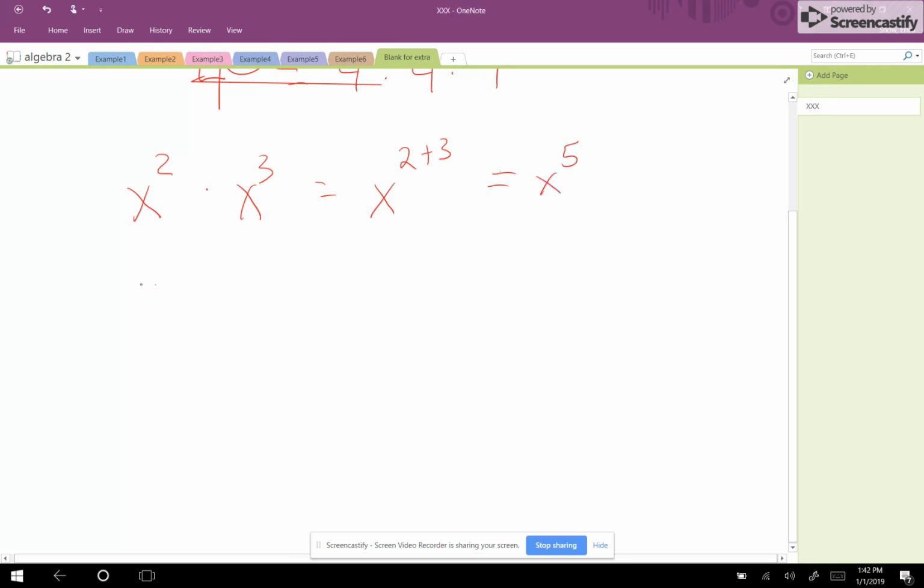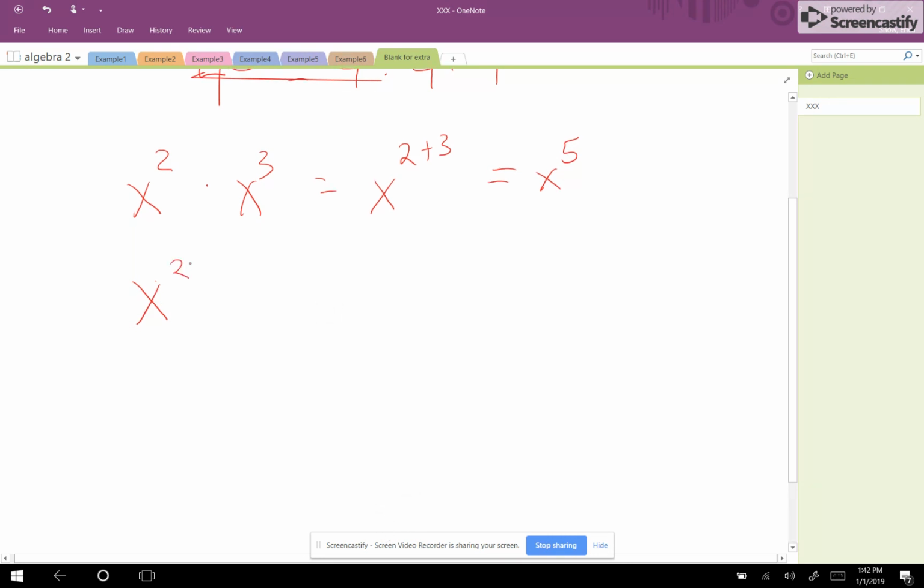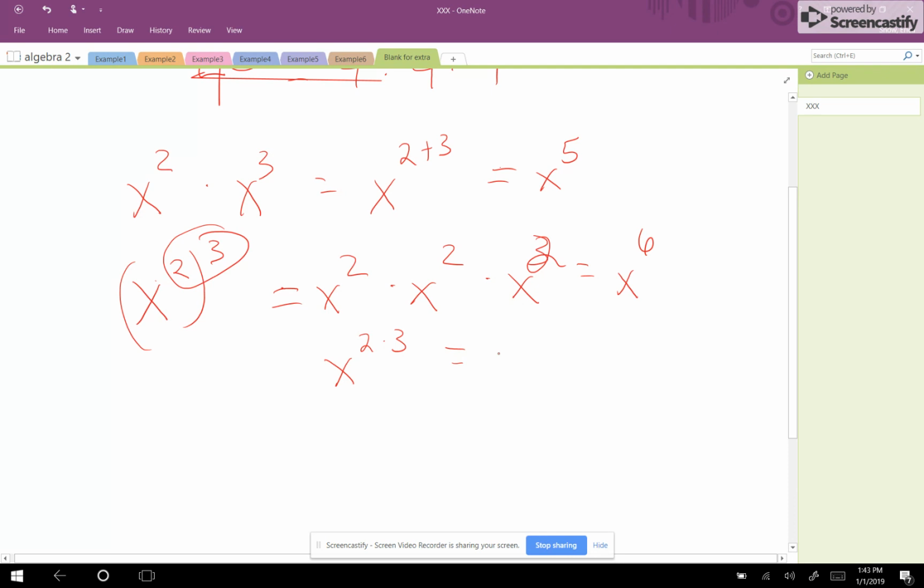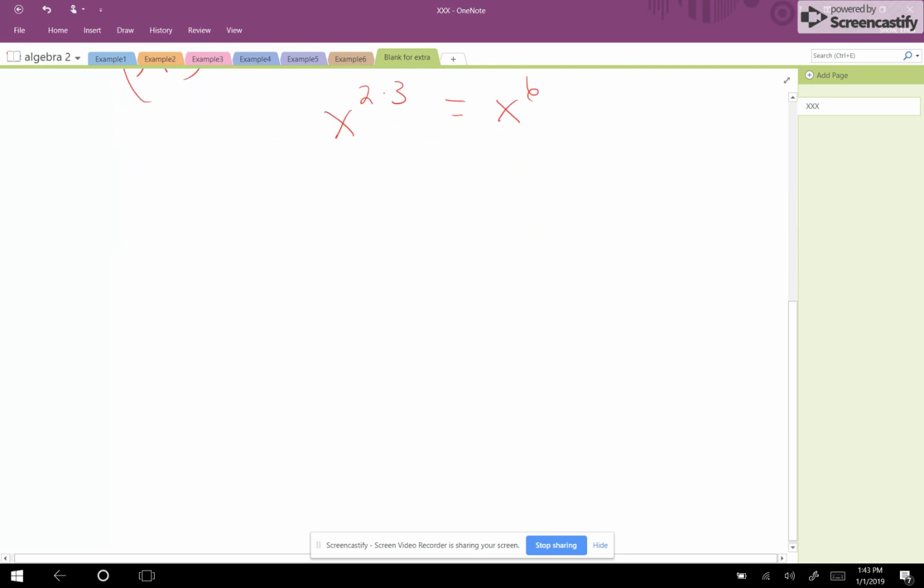And if we had x squared cubed, then that meant that we were taking x squared and multiplying it out that number of times, right? So there were 3 x squareds, which gives us x to the 6th. So we multiply these. So this would be x to the 2 times 3, which is x to the 6th. Also, anything to the first power is just that number. And anything to the 0 power is 1.